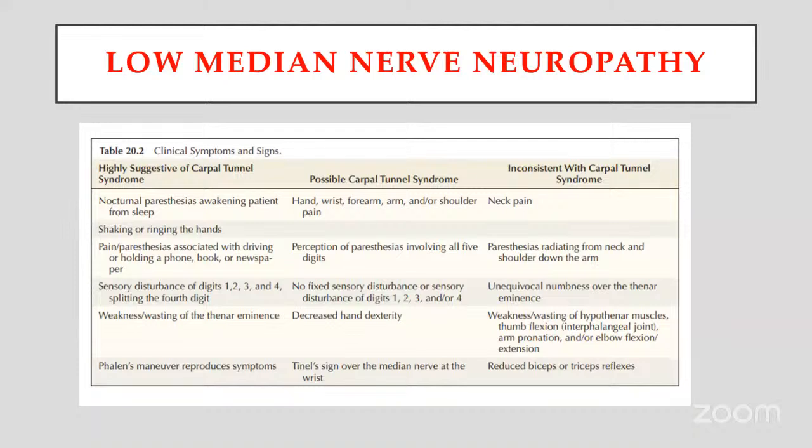These are signs and symptoms which are highly suggestive of carpal tunnel syndrome, that is low median neuropathy: nocturnal paresthesias, shaking or wringing of the hands, pain or paresthesia associated with driving, sensory disturbances of digits 1, 2, 3, 4, weakness and wasting of the thenar eminence, or Phalen's maneuver.